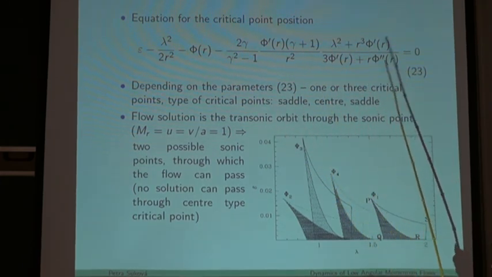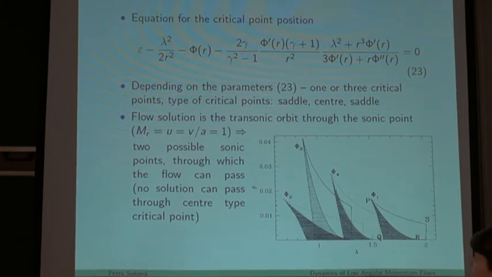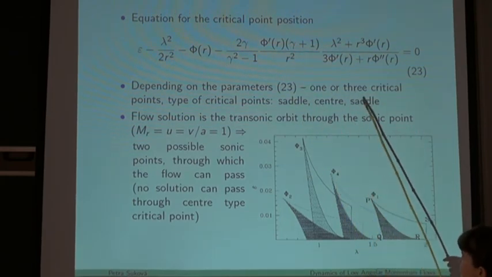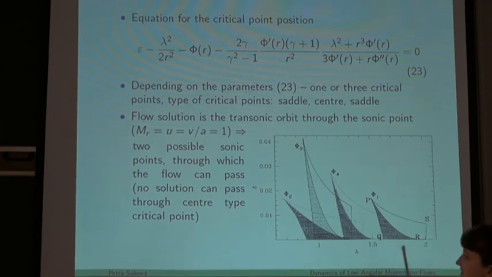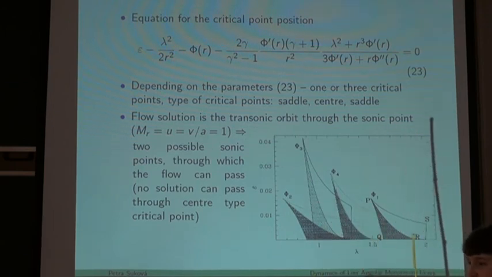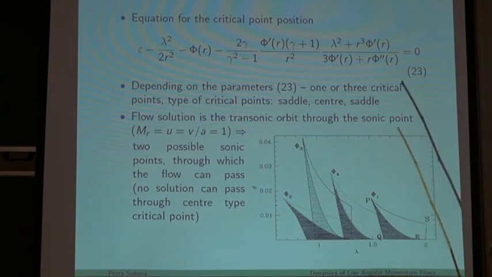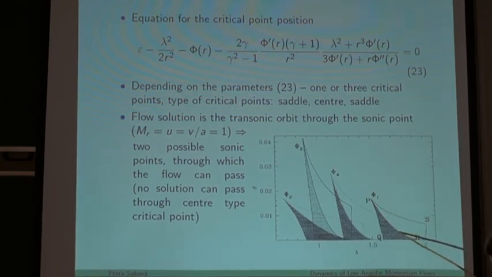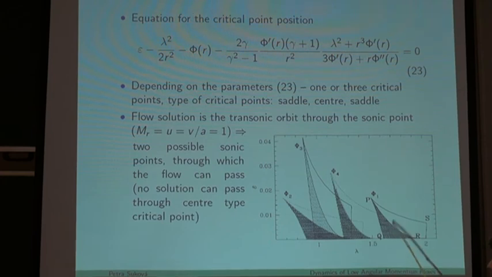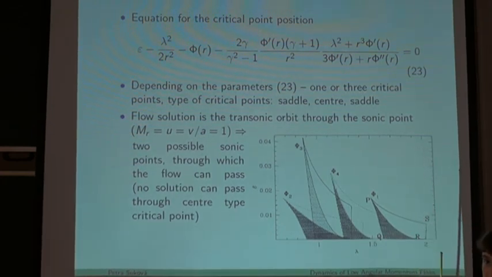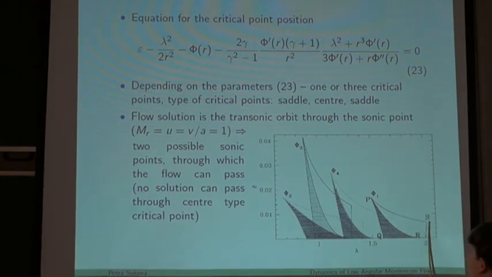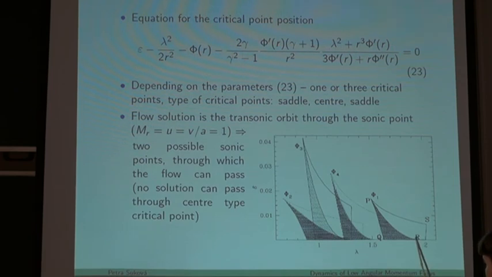Depending on the parameters in this equation, we can have one or three critical points. In the case of three critical points, we have a saddle, a center, and a saddle critical point. That means there are two possible sonic points in the flow, because the solution cannot pass through the center type of critical point. They computed a range of parameters where this is possible. So this is for the Paczynski-Wiita potential. This shaded region is the region of parameters where two possible sonic points for the accretion flow are present, and this region is for two possible sonic points in the wind solution.